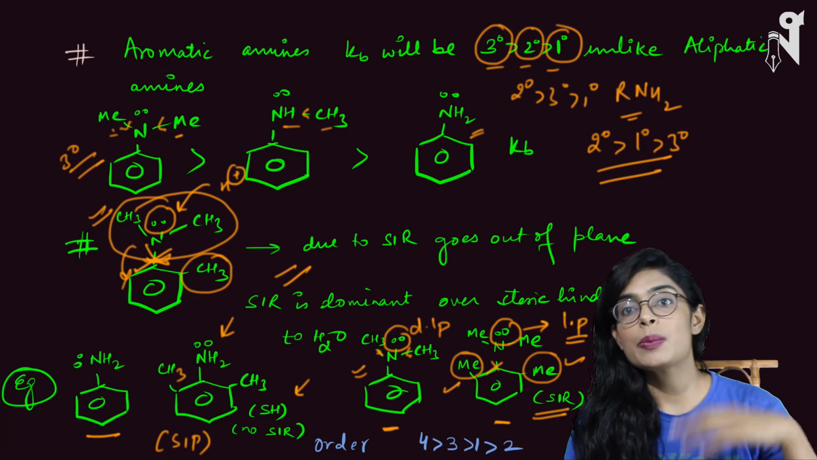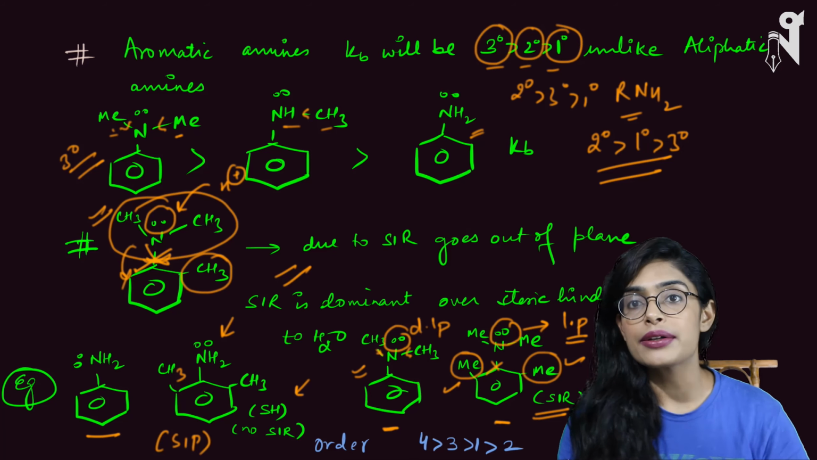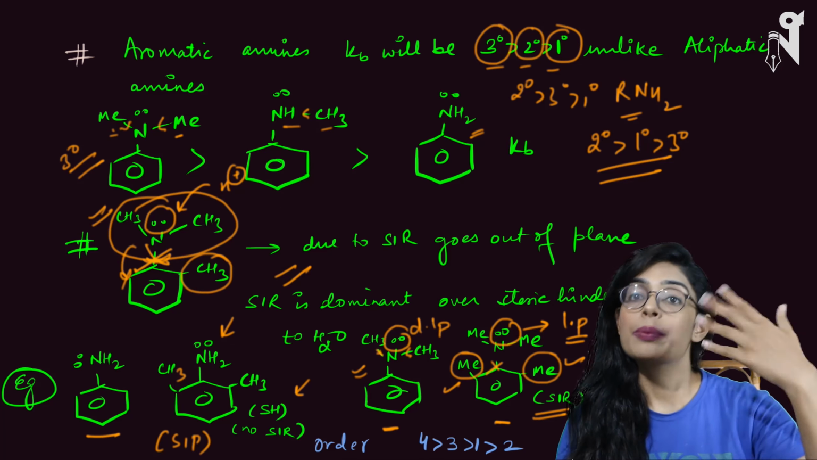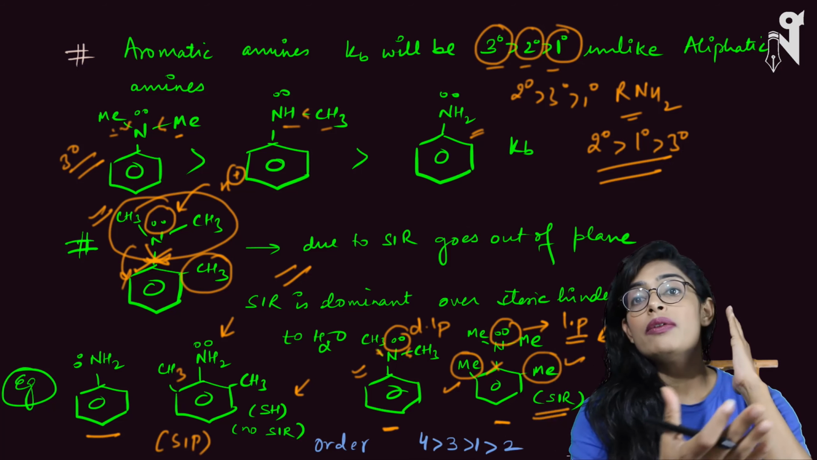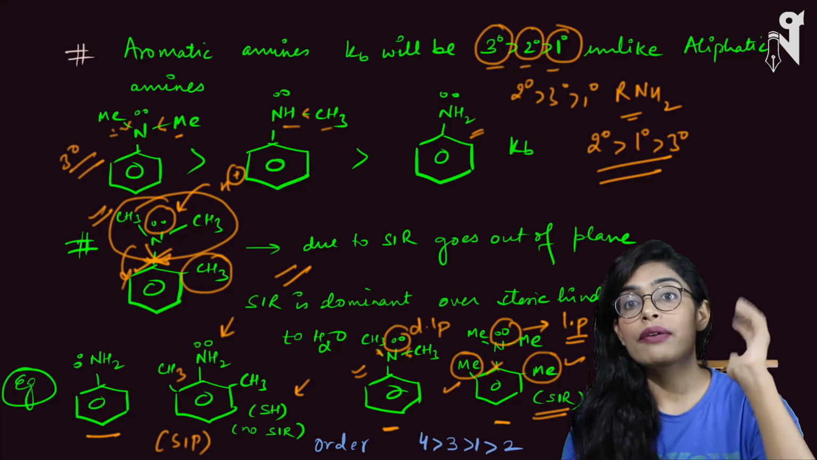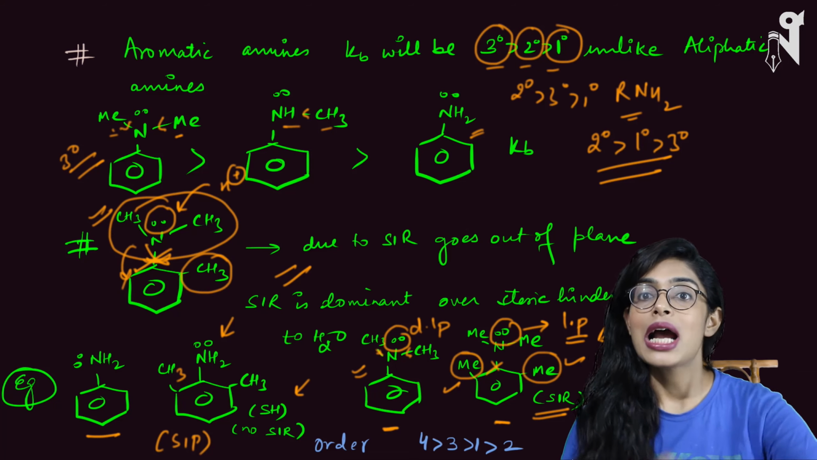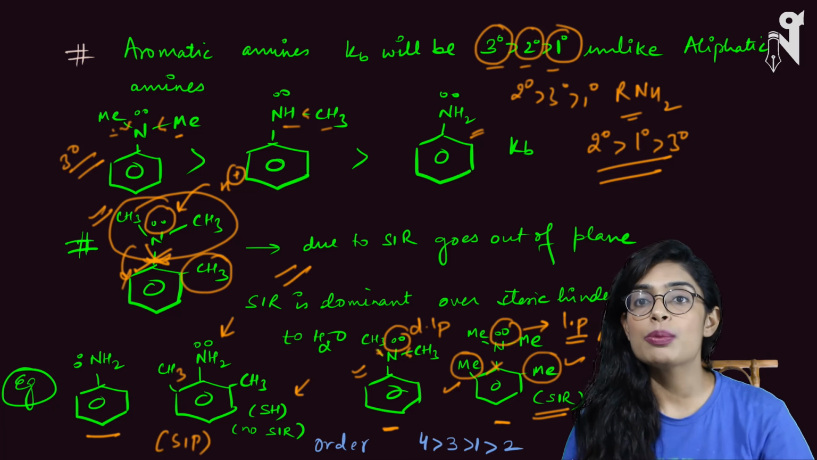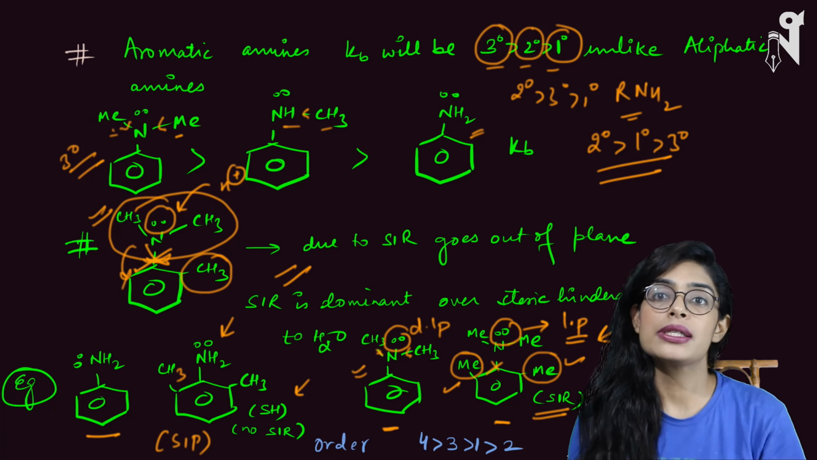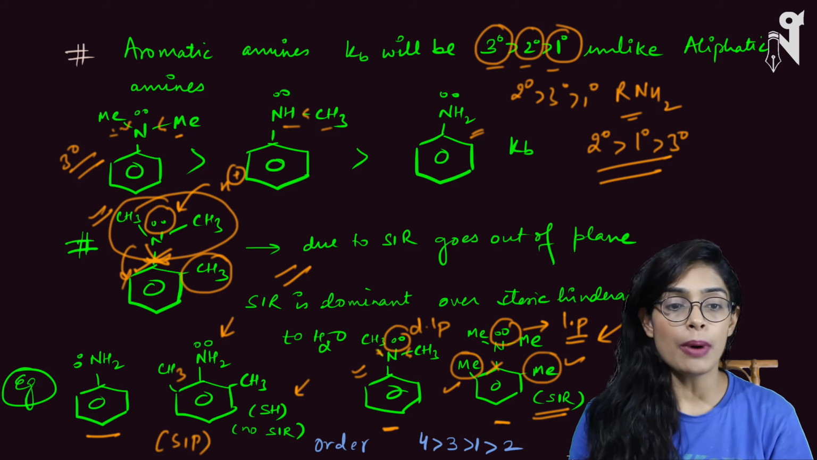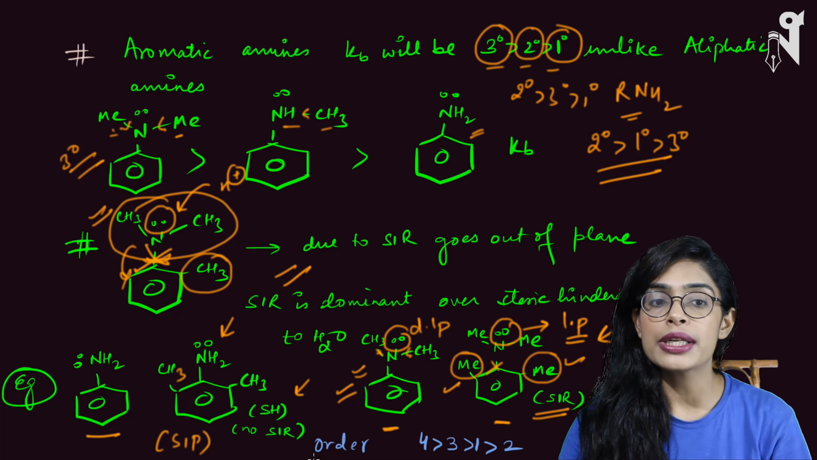Unlike SIP, which makes it less basic or the least basic, SIP is almost neglected over here because SIR is taking precedence. SIR is a dominant effect. It is making your group go out of the plane. Now electrons are more available. These are localized, out of the plane, so easily approachable by H plus, and hence this is most basic among all these. Then comes your third compound, which is a tertiary nitrogen. More electron density is there.